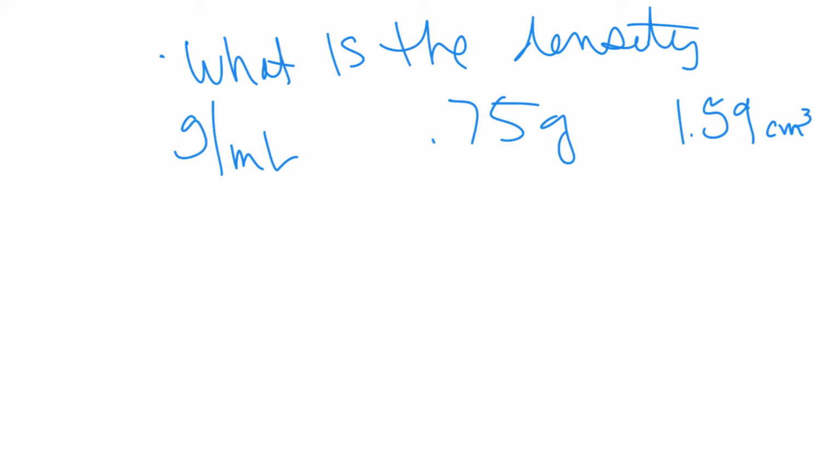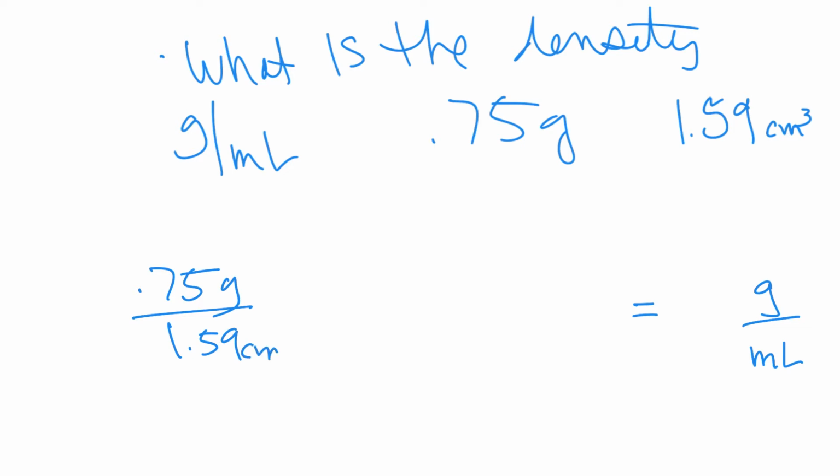So this is a super easy problem, right? But I'm going to show you how to set this up. So you want a double unit. If you want a double unit, you start with a double unit. And clearly, I want the mass on the top and I want the volume on the bottom. All right? And so then I'm going to take my calculator and I'll say 0.75 divided by 1.59 equals 0.471 grams per mil.